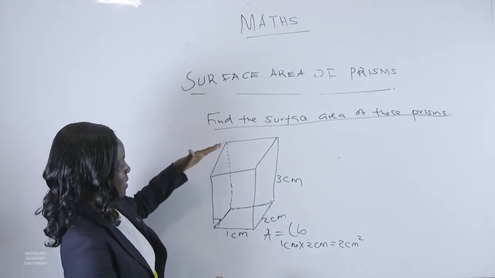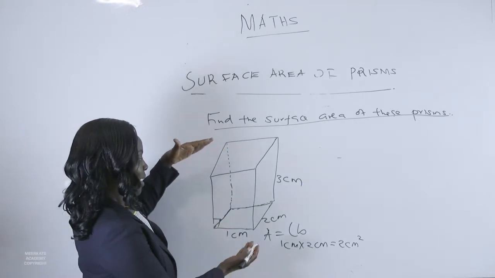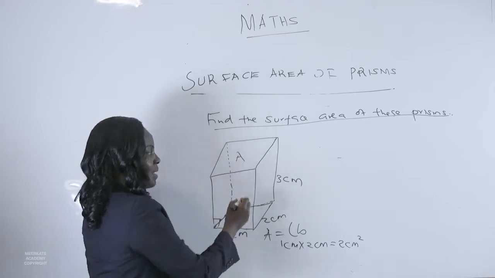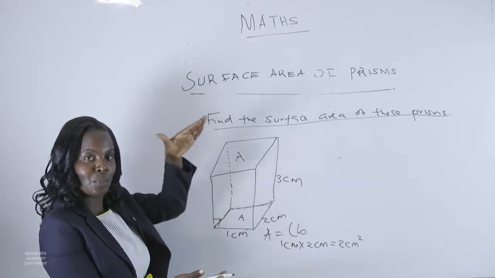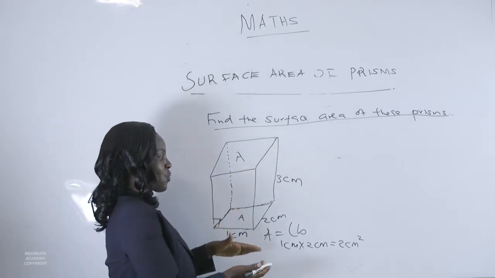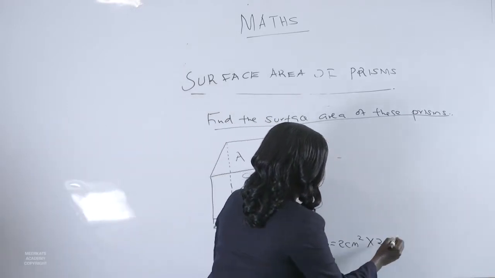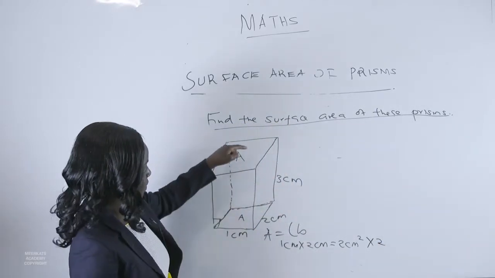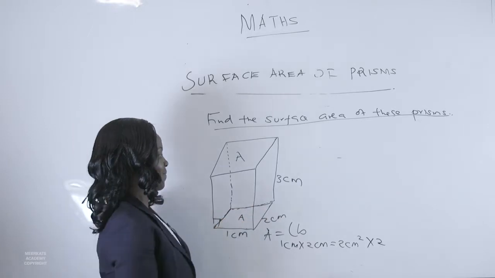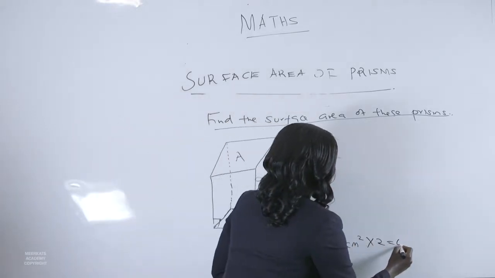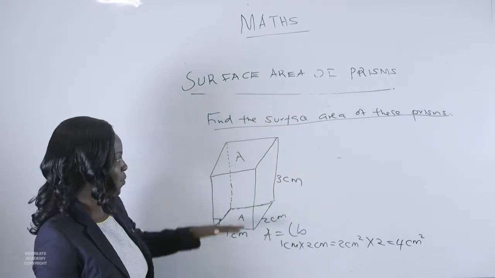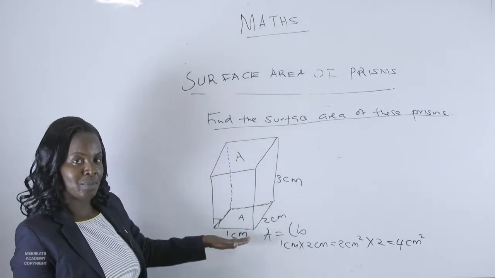And because this is a rectangular prism, we have calculated the bottom side, and the bottom side is the same as the top side. Those faces are equal. So we multiply by 2 to cover the top face and the bottom face. That will give us 4 square centimeters. So we are done with the top and the bottom.